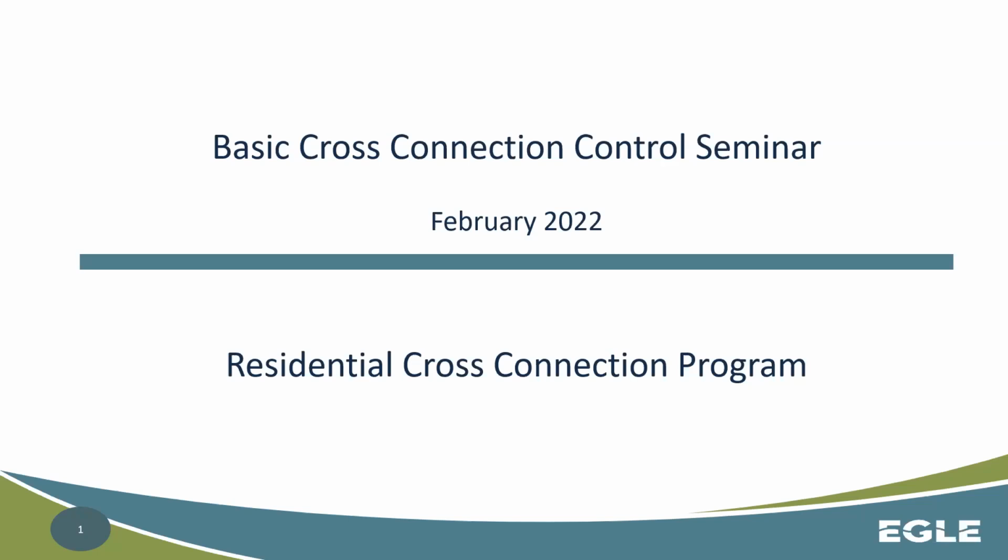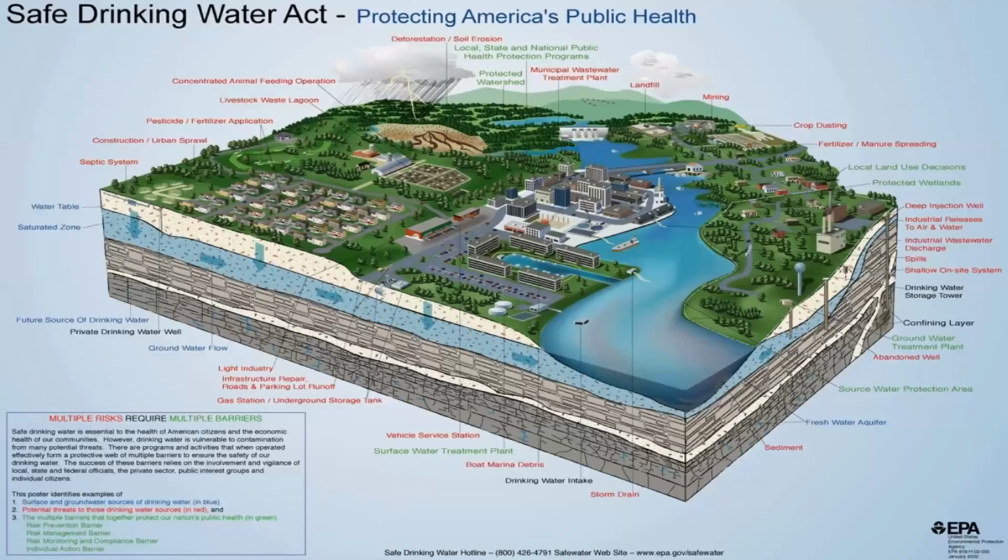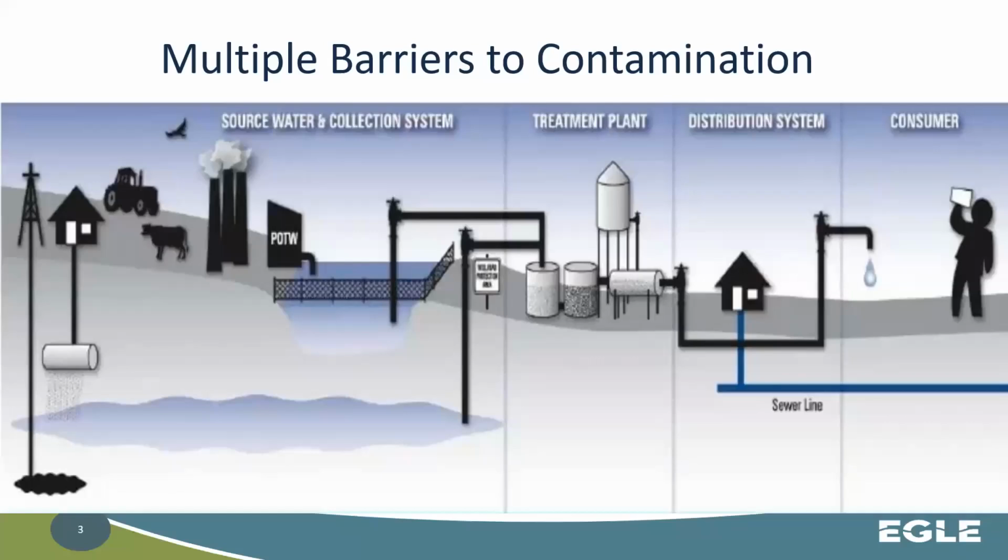So to start with the residential cross connections, the whole purpose of why cross connections are just part of this multi-barrier approach that we take with our water systems. For any of you out there, you're aware it's a very complex thing, regardless of the size of your water system. There's multiple ways we can have problems develop with a water system, and there's multiple ways that we can try to address those.